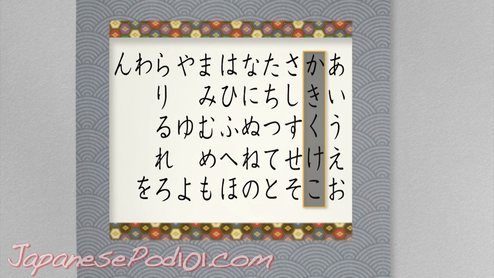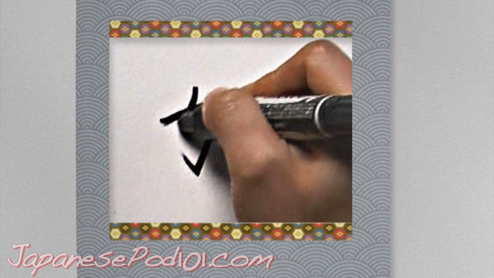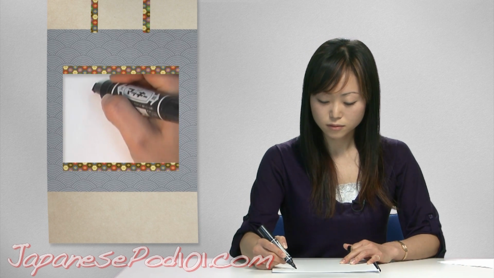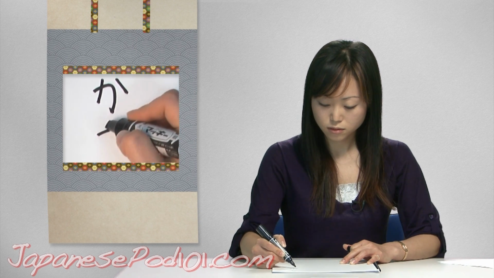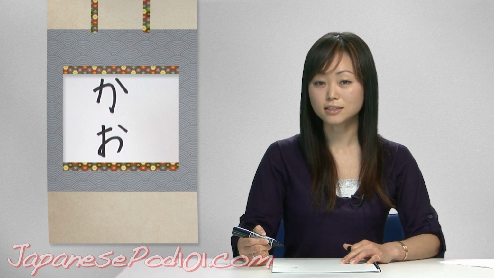We'll start with ka. 1, 2, 3. Notice the hane on the end of the first stroke. Try to make these 2 lines parallel. Now you can write kao, which is face, and ika.